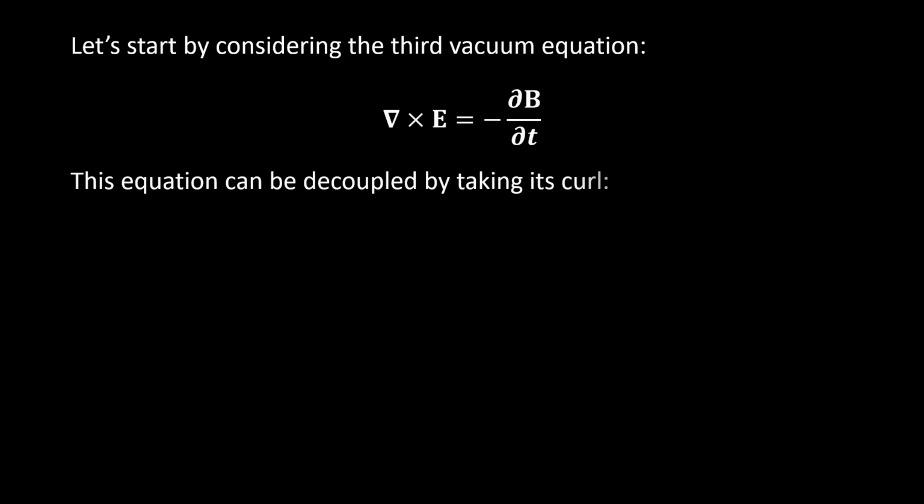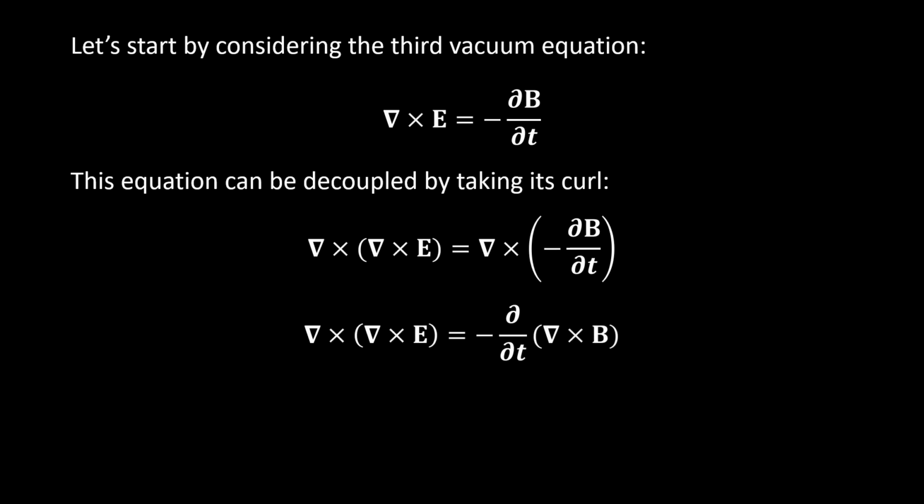So let's go ahead and start by considering the third vacuum equation, showing us the curl of the electric field. This equation can be decoupled by taking its curl. On the right-hand side, we can go ahead and take out that partial derivative and place the spatial derivative, which in this case is that gradient operator, and we go ahead and just take the cross product of that gradient operator and act on the magnetic field directly. So we now have minus the partial derivative of the curl of the magnetic field. And we know what the curl of the magnetic field is because that's the fourth Maxwell equation.